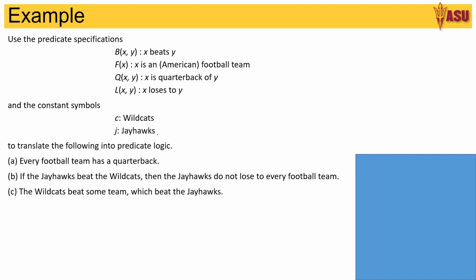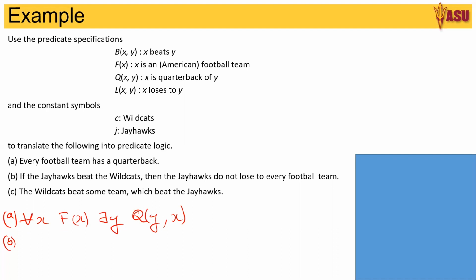So how do we write this in predicate logic? Every football team, so for all X, F of X implies there exists a quarterback Y, Q of Y comma X. So for all X, if X is a football team, there exists a Y, and Y is a quarterback of X.